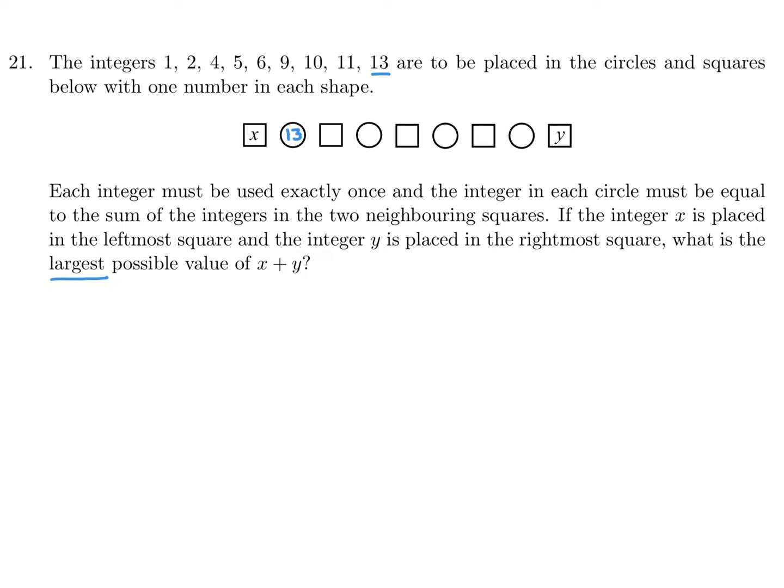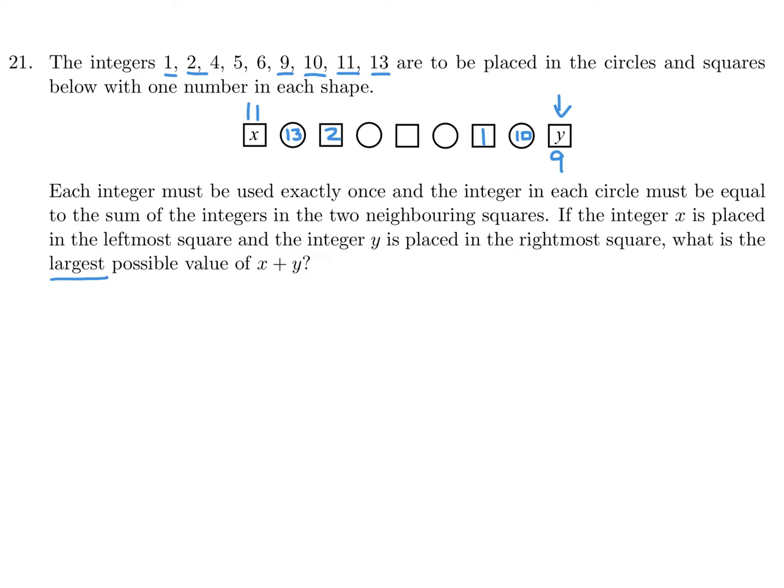Well, I can choose, let's see here, to add up to 13 using these numbers. 11 and 2 would work. And since I want x as large as possible, I put the 11 there and the 2 there. Now going over to the other side, same kind of story. I want y as large as possible, so I'll put the 10 here. That will help me. And then I need two numbers that add up to 10. So I'll choose 9 and 1. And since I want the y as large as possible, I'll put the 9 there and the 1 there.